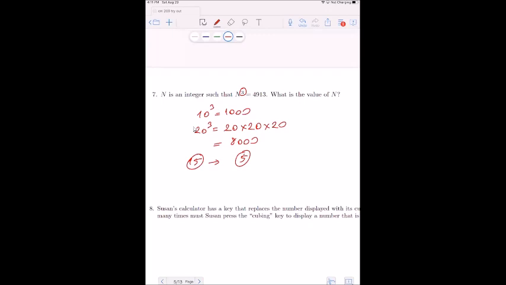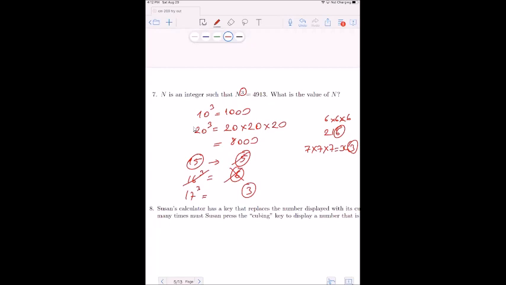Do you see that? What about 16 cube? The end number will be 6 times 6 times 6 is going to be 216. So the end number is going to be 6 again. It's not 16. What about 17? 17 cube. 7 times 7 times 7 is 343. Yeah, I got that. So the end number is 3.